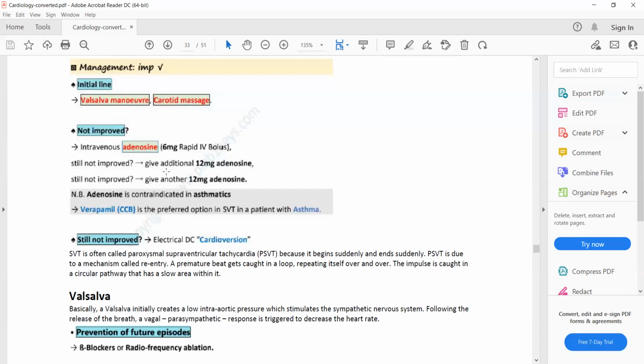Remember that adenosine causes bronchoconstriction. So if an asthmatic patient presents to you with paroxysmal supraventricular tachycardia, then you will not give him adenosine for the treatment of paroxysmal supraventricular tachycardia. Instead of adenosine, we'll give a cardioselective calcium channel blocker, which is verapamil. So in the normal population, the pharmacological treatment of PSVT is adenosine, while in asthmatics, it is contraindicated because it causes smooth muscle contraction or bronchoconstriction. So that's why it will worsen the symptoms of asthma. So in asthmatics, we will give a calcium channel blocker such as verapamil.